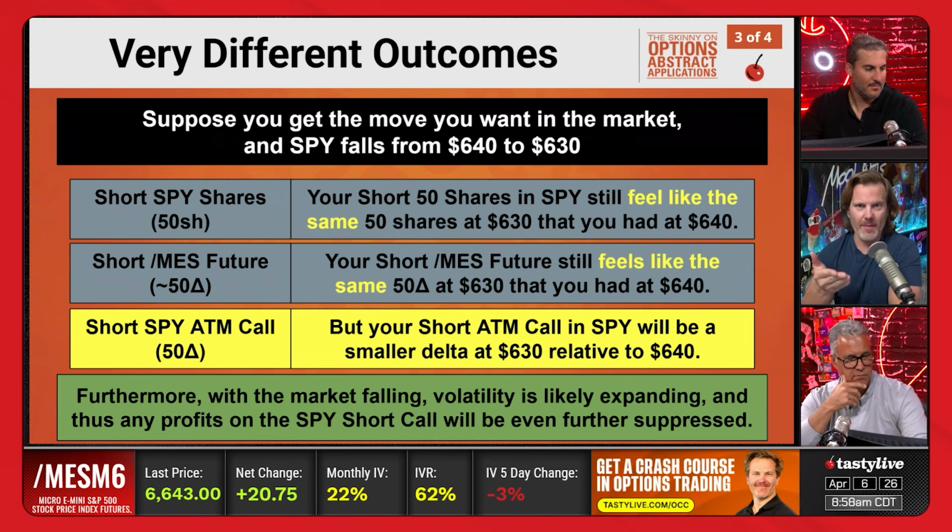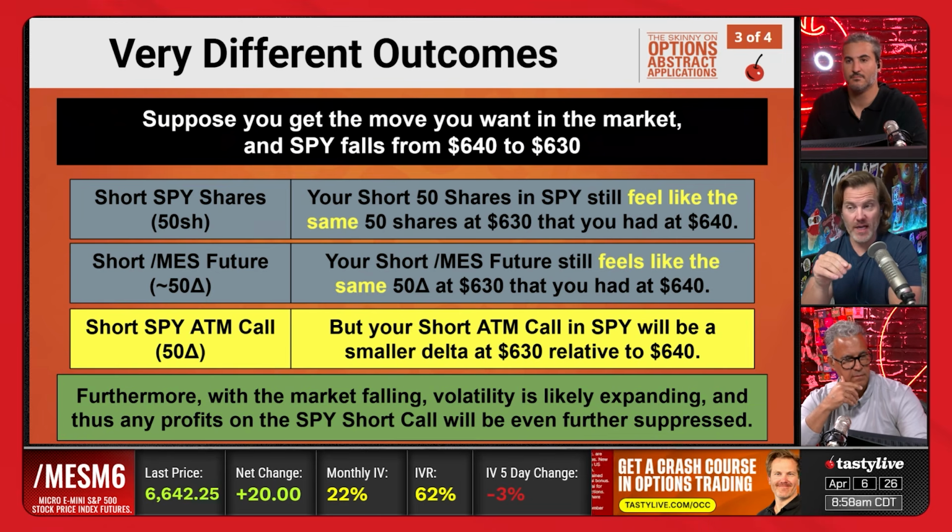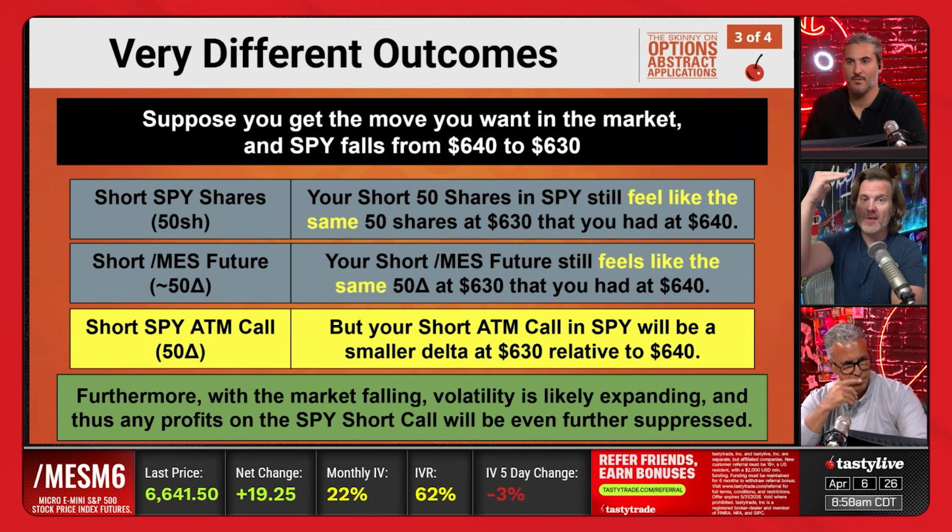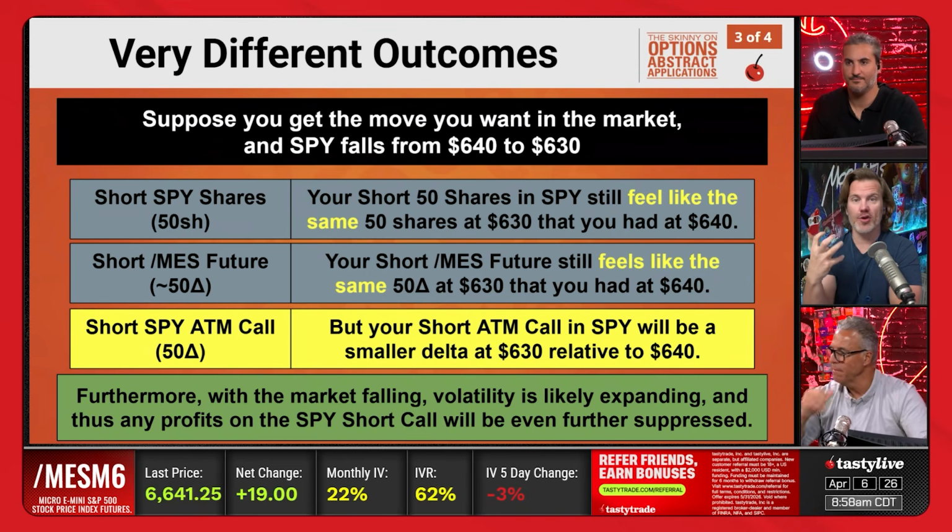Okay. The short MES future, same thing. Now, this is a little bit different because of multipliers and tick sizes and such, so you have to make sure you understand that. But still, your deltas are not going to change. They remain the same over the life of the position. They're not dynamic. You're not going to lose them on the way down, nothing like that. But if you've got a short at the money call that's 50 delta, it's 50 delta now, but as that stock starts dropping, those deltas start drying up. Sure.